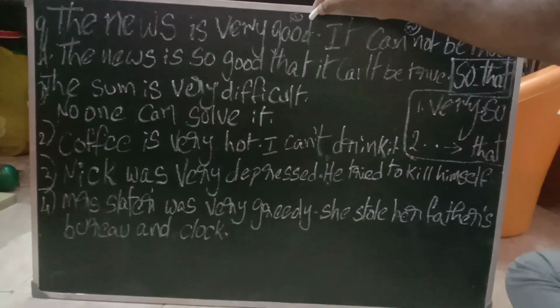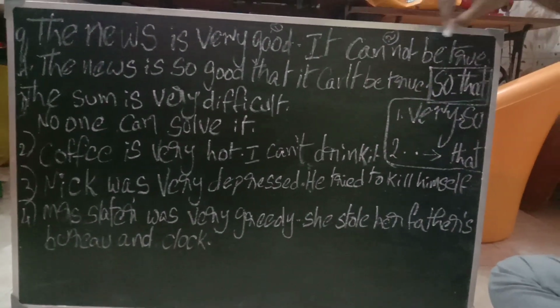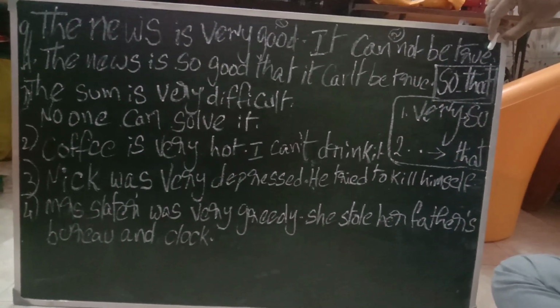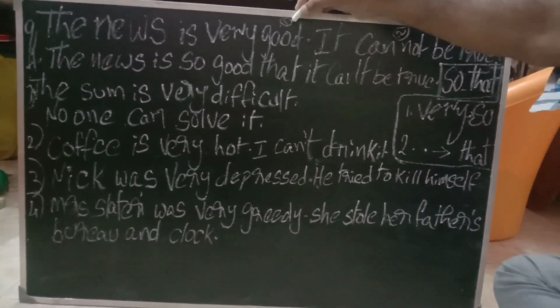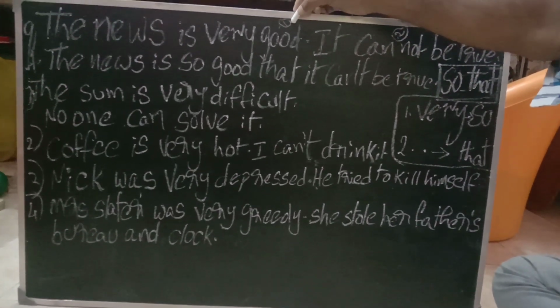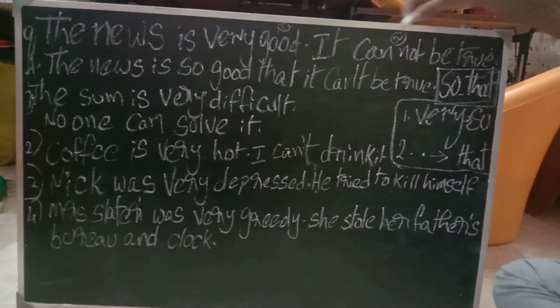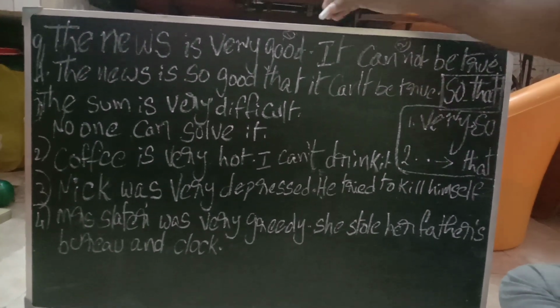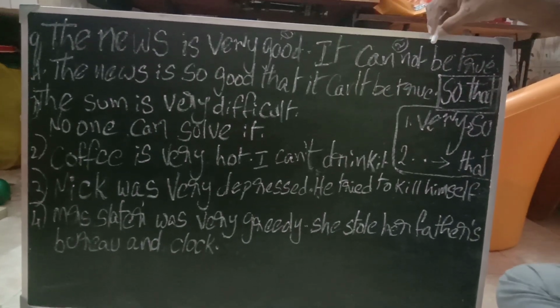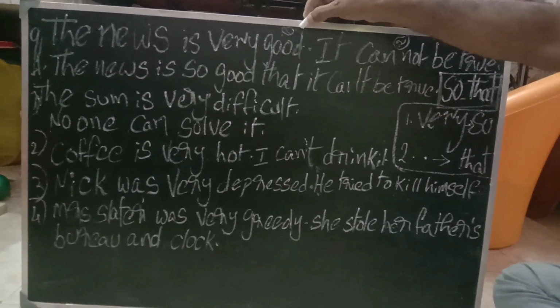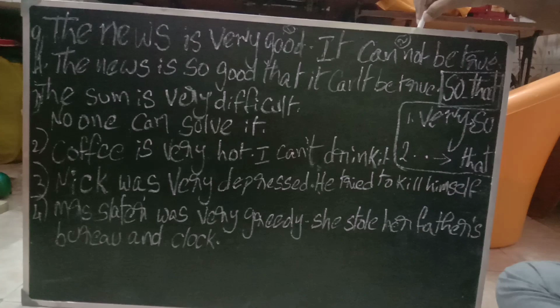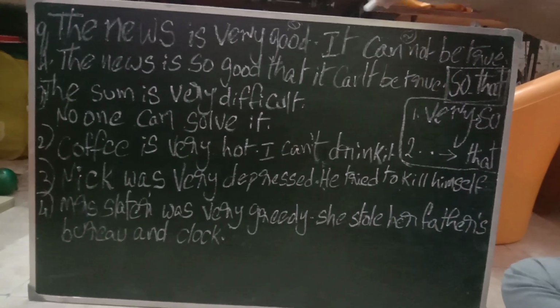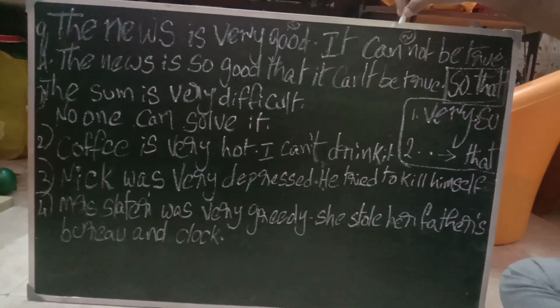The news is very good. Full stop. It cannot be true. So there are two statements. The first statement is "The news is very good," and the second statement is "It cannot be true." First we have to identify the first statement and the second statement.